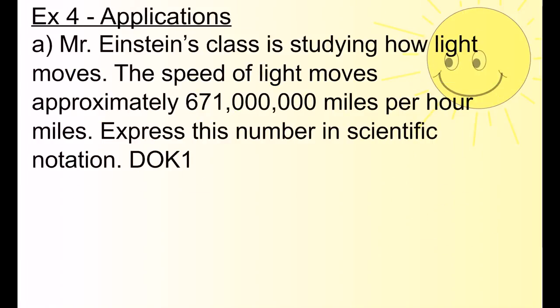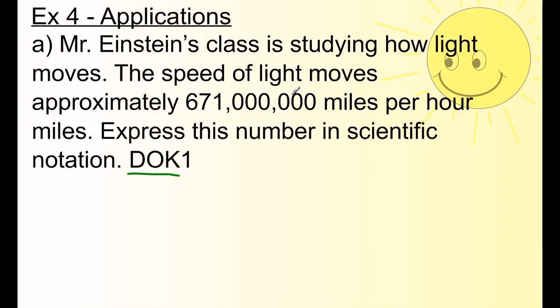real-life scenarios. So here in example A, it says, Mr. Einstein's class is studying how light moves. The speed of light moves approximately 671 million miles per hour, which, by the way, is true. Express this number in scientific notation. Alright, so this one's pretty easy. I mean, it's a depth of knowledge 1, which means there's not a whole lot of planning you need to do. It's just kind of a straightforward sort of problem.